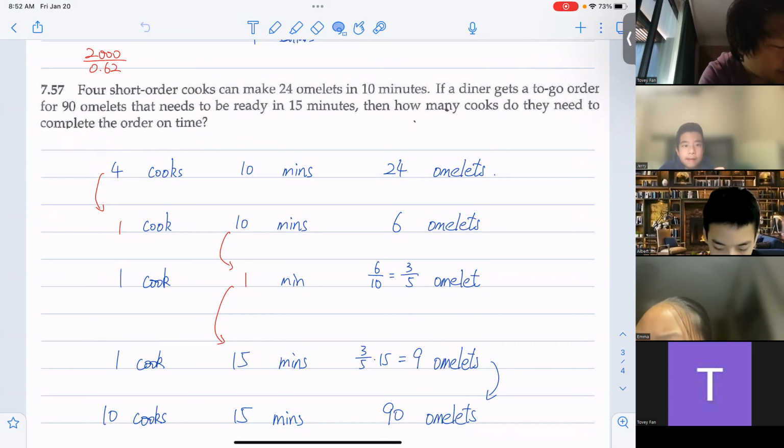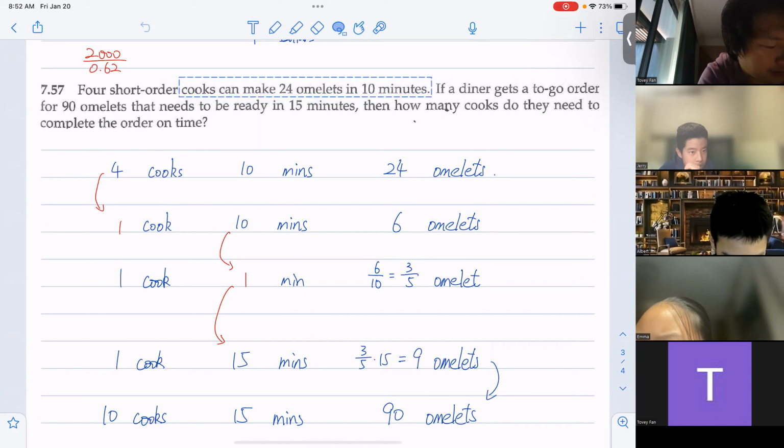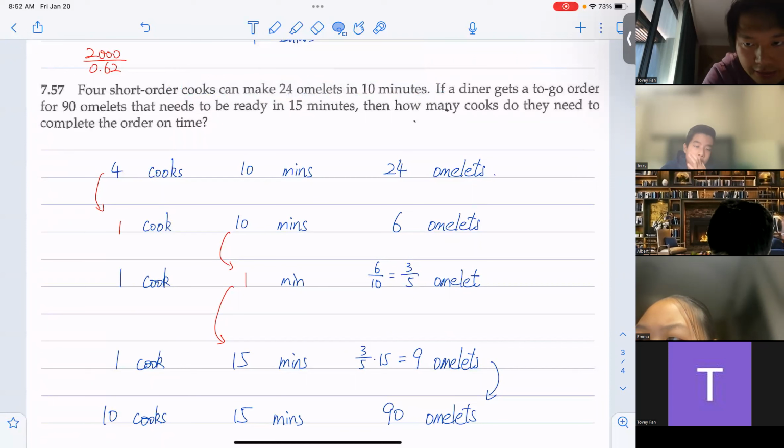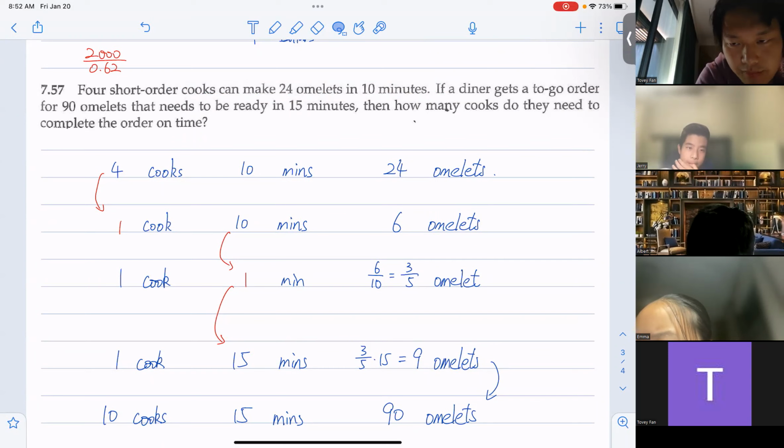The question says we have some cooks and they are making omelets in some sort of time, right? So recall that when you solve this kind of question, I would like everyone to master this kind of question, because if you participate in any grade 7, grade 8, or grade 9, mostly grade 7 and 8 math competitions, this kind of problem will definitely be there. They're called work rate problems. You have to figure out how to do this kind of problems.